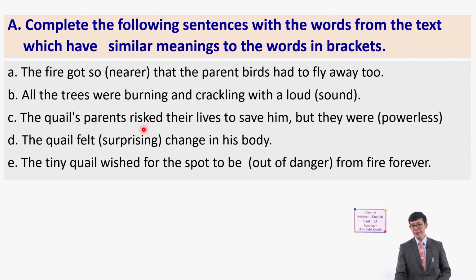And the quail's parents risked their lives to save him, but they were powerless. Okay, the quail felt surprising change in his body. Look at the word here, surprising. You have to find the similar words of surprising from the text. And another one is the tiny quail wished for the spot to be out of danger from fire forever. So you have to find the similar meaning of the words nearer, sound, powerless, surprising, and out of danger.